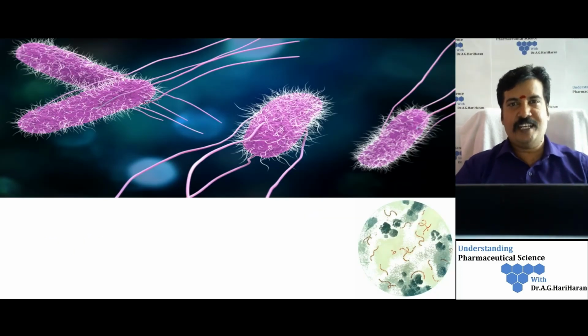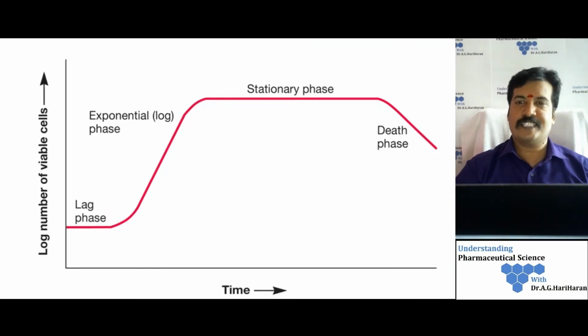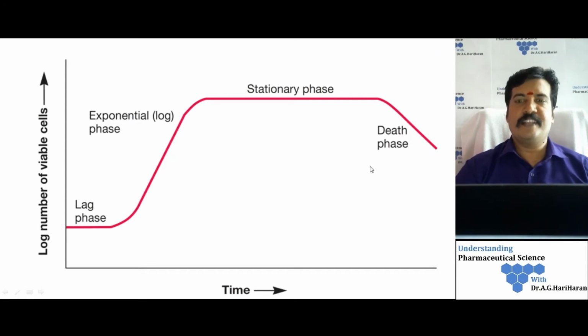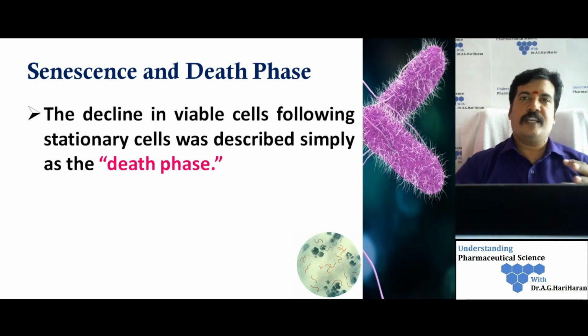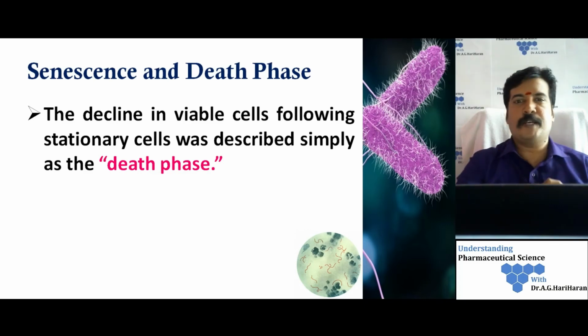And the final one is the death phase or decline phase, which we also call senescence. You can see that the graph started falling down. This is called the death phase. So it is also called senescence. The number of living cells will start to decline in this particular phase. We generally record it as a death phase.